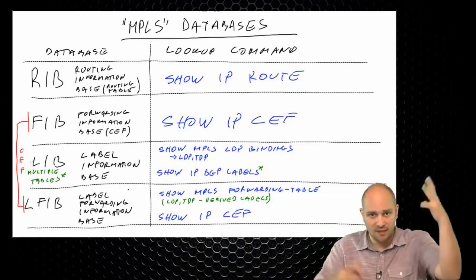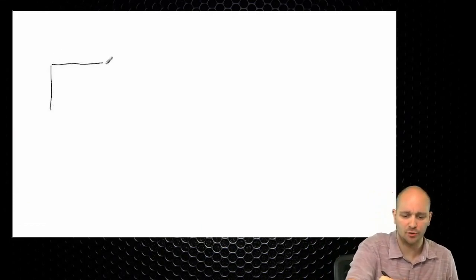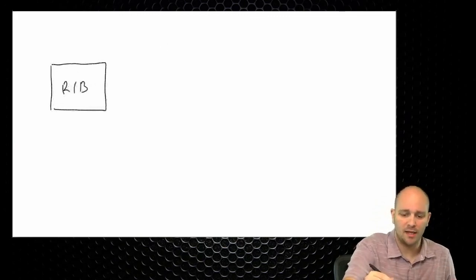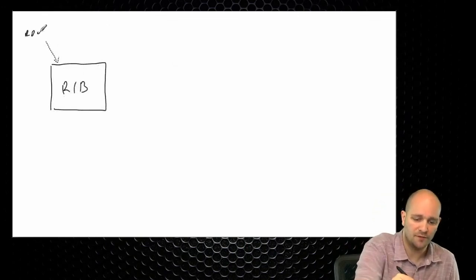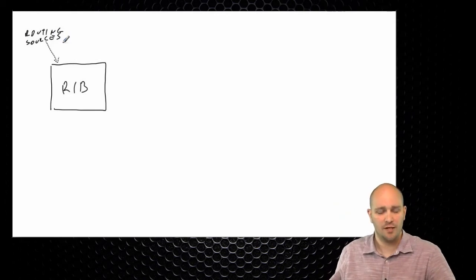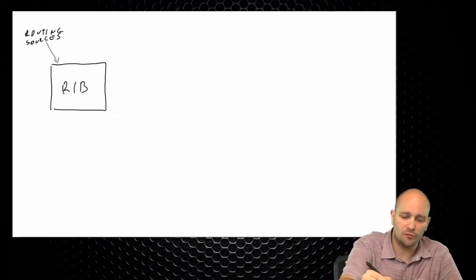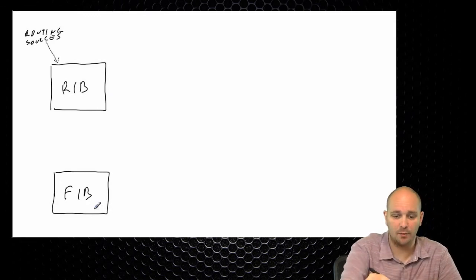So let's see how these different tables actually interact with each other. Let's say that on our router we have a routing table. So here we have the routing table. Now, a routing table is populated with the information from routing protocols. So different routing sources actually feed our routing information base. Based on the routing information base, our forwarding information base, or our CEF table, is going to be populated.